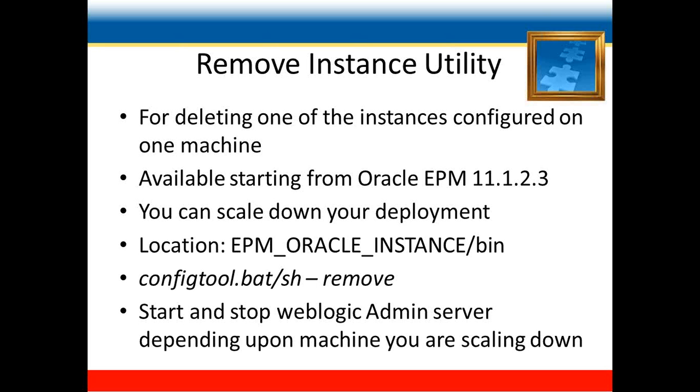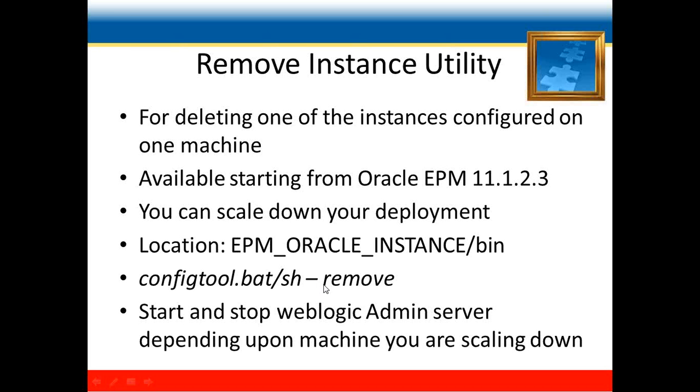You can find this utility under the EPM Oracle instance bin directory. Then if you want to execute this remove instance utility, you will have to fire a command like config-tool.bat for Windows environment or config-tool.sh for Linux environment, and you will have to provide a parameter -remove to remove a specific instance from your deployment.